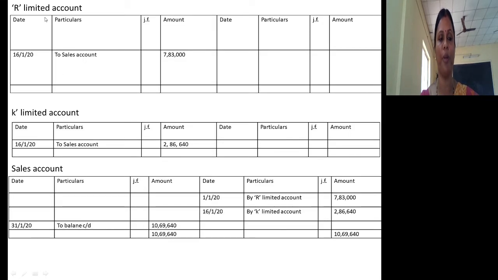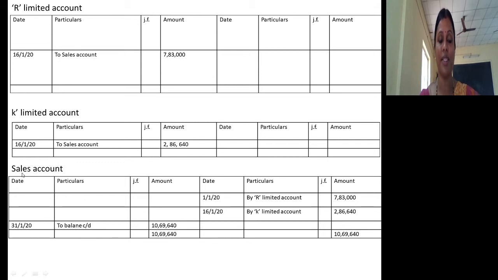You just see how I prepared R Limited account. Whenever you sell goods on credit basis, what's the journal entry? Customers account debtor to sales account. R Limited account debtor to sales. K Limited account debtor to sales. I have recorded the amount. I have not balanced these two accounts.